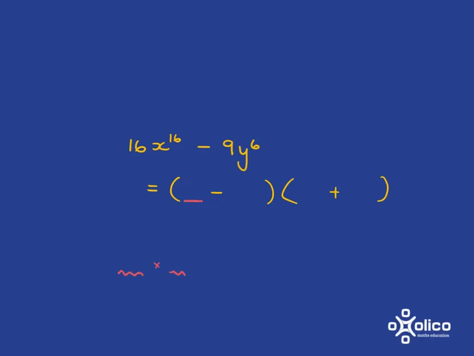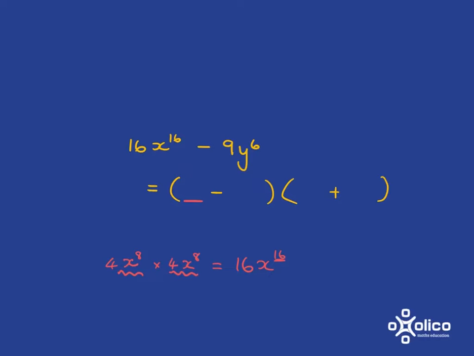So basically what we're asking ourselves here is, to find out what goes here, I need to know what multiplied by itself will give me 16x to the 16. Well, we know that 4 times 4 gives me 16, so there's definitely a 4. And then for our x's, we have to in total end up with 16 x's, so in each place here we've got to have 8 x's.